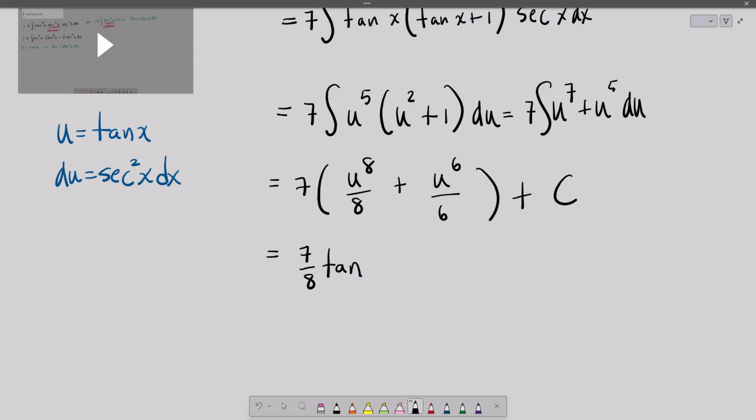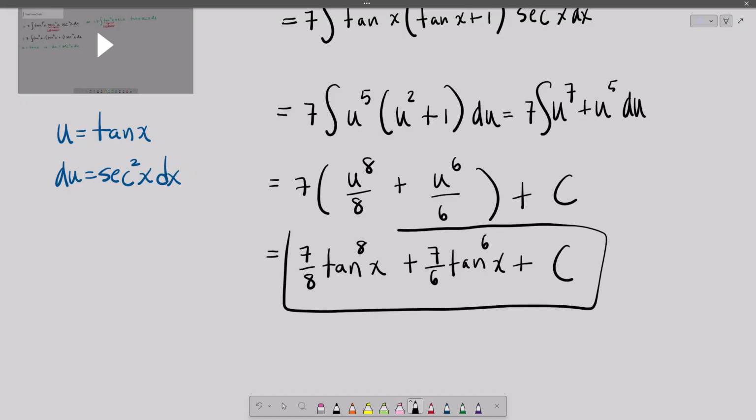So then we're going to back substitute. We let u be tangent, so the u is going to be substituted by tangent. And we'll distribute that constant. Once again, it makes no sense to factor something out of just part of your expression.